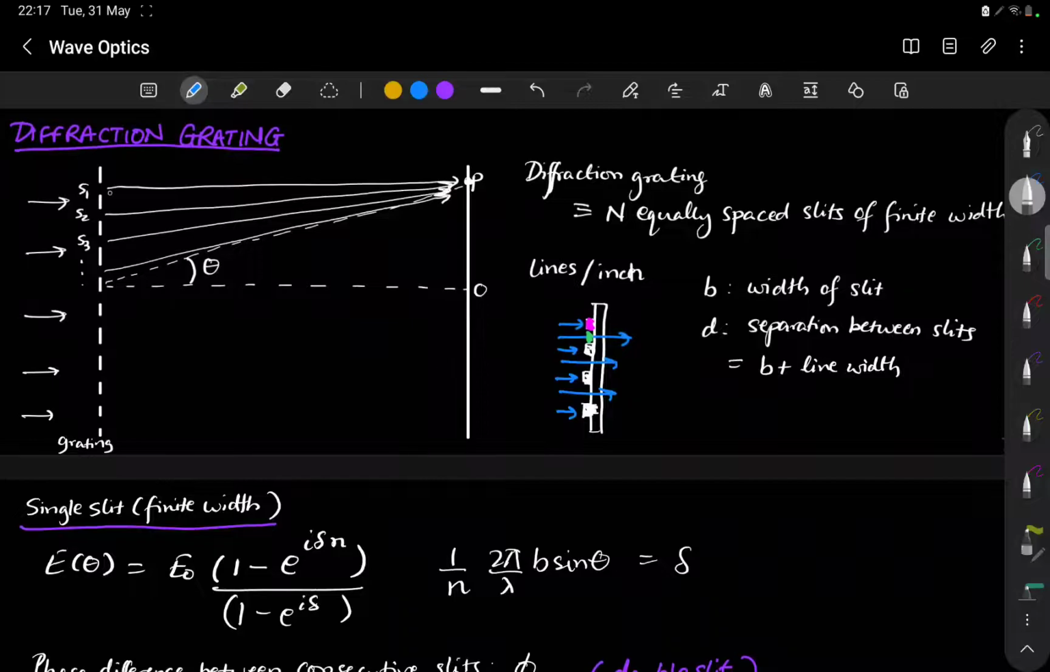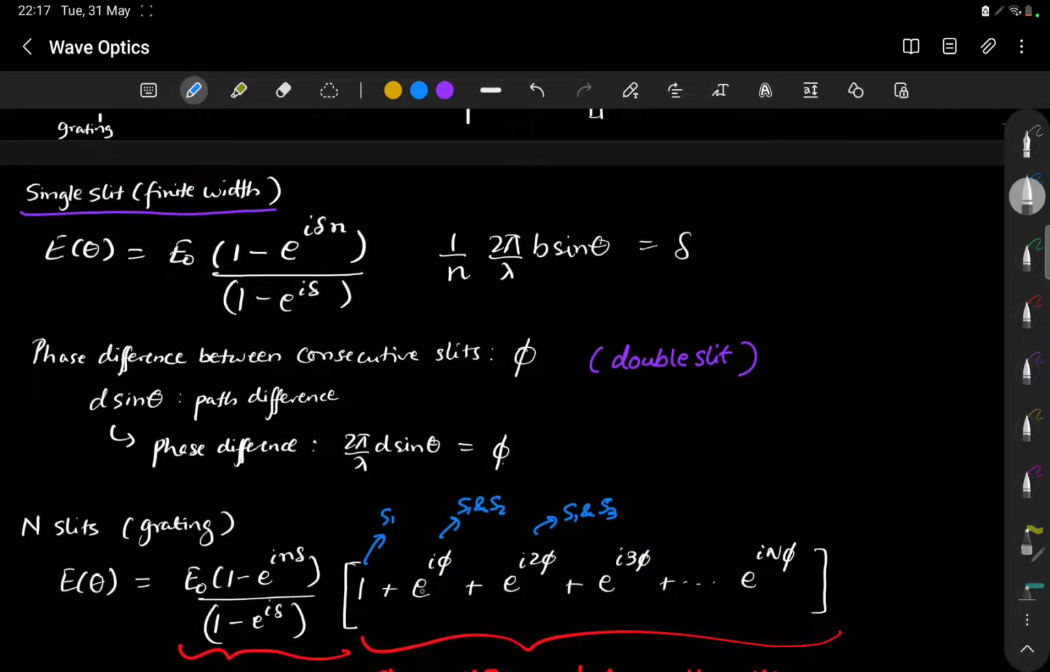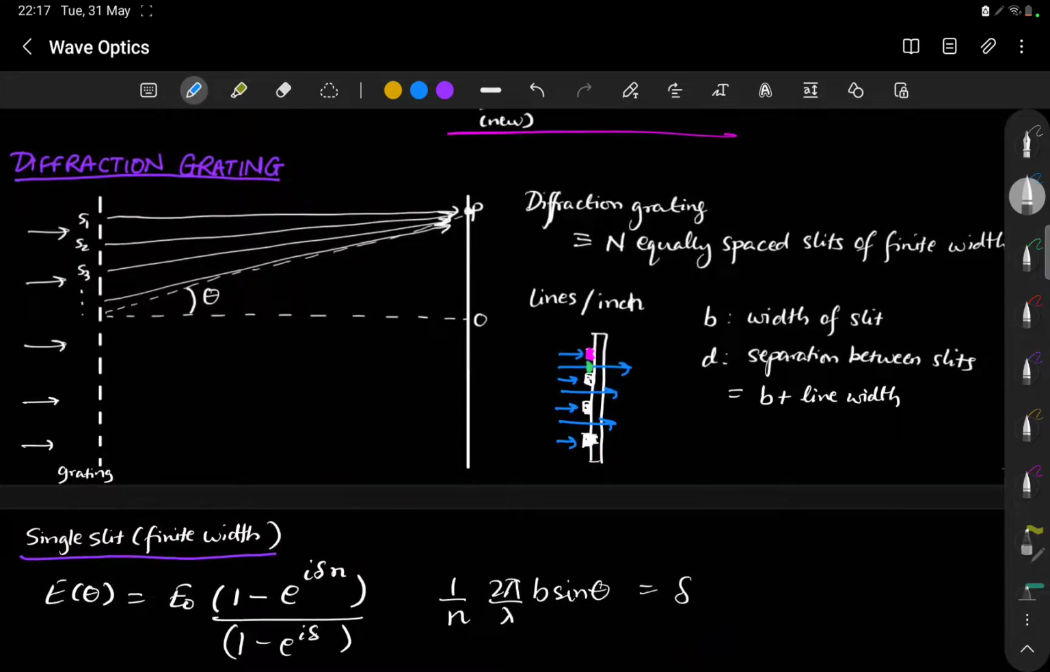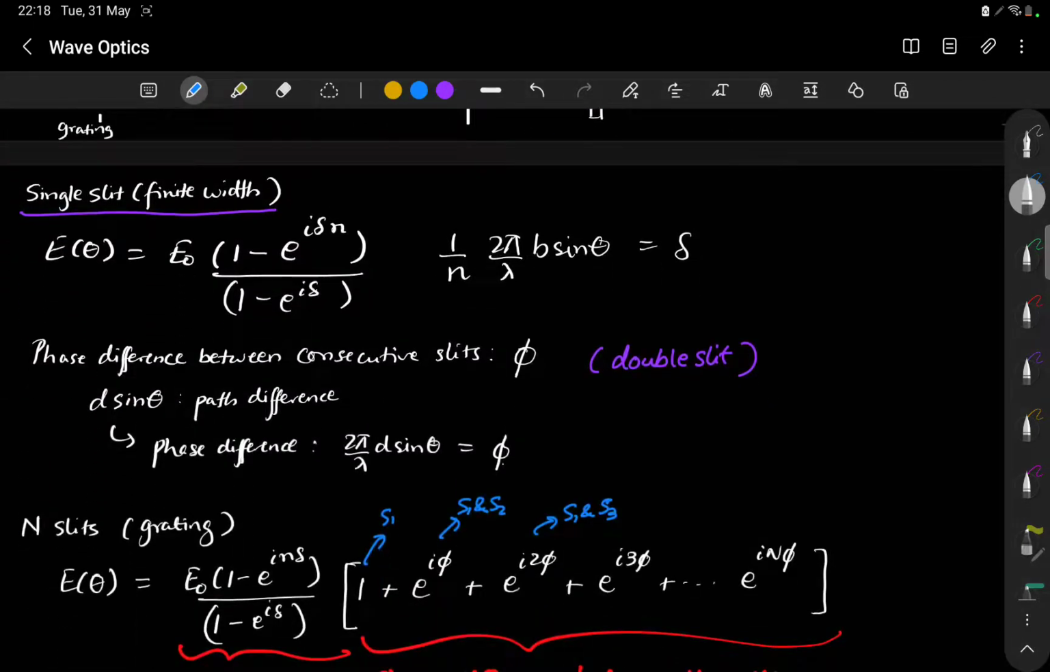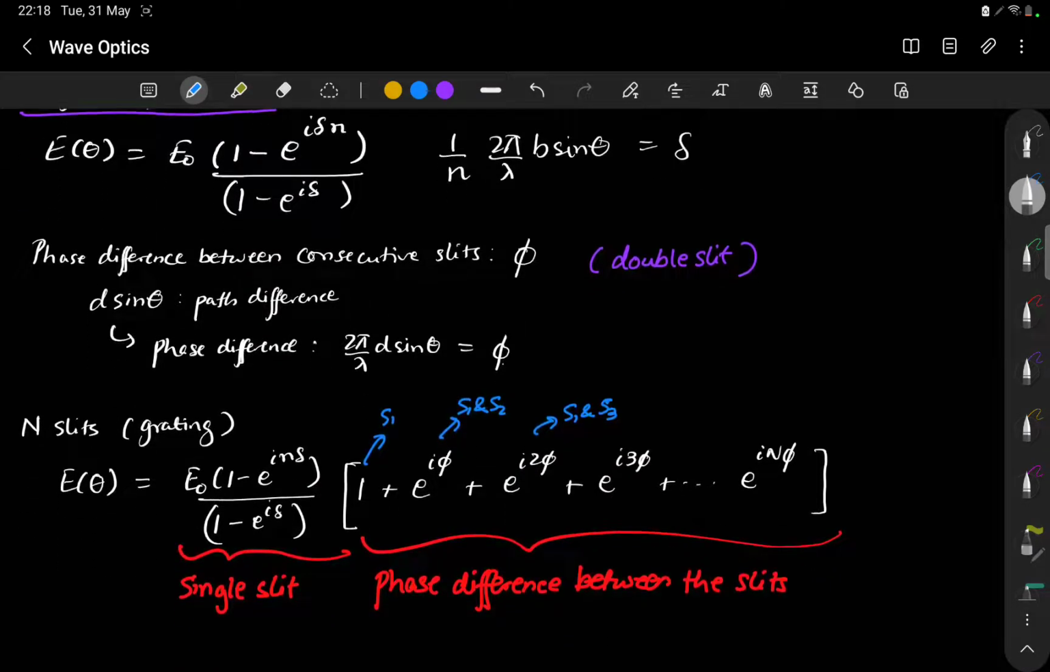So we have the field coming from S1. This is the single slit electric field amplitude. Phase difference is 0 for this one. This is our reference point. Then from S2 we have electric field coming in, which is having phi phase difference with respect to S1. So that's why we have e to the power i phi times the single slit part. Then for S3 the phase difference is 2 times phi with respect to our reference S1. So that's why we have e to the power 2i phi times the single slit part. So this is the expression.